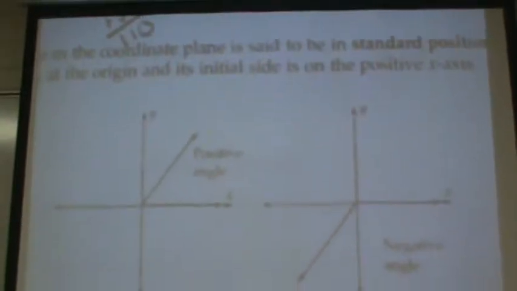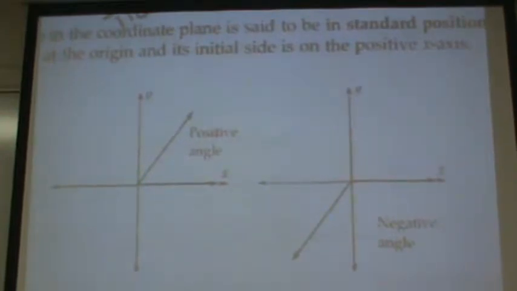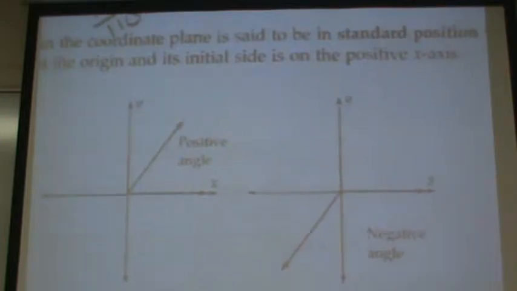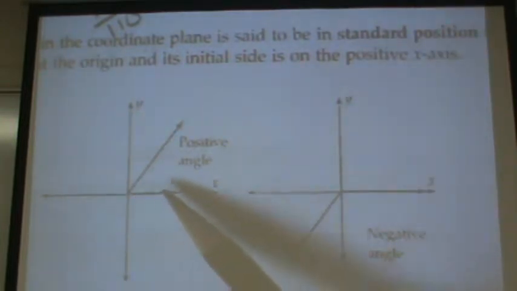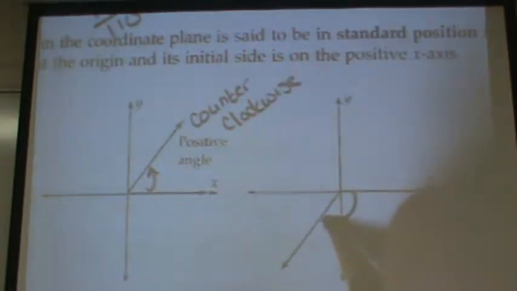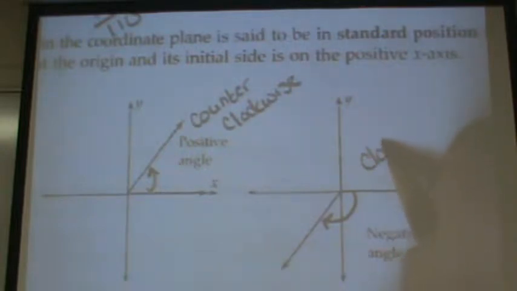Like Nick was asking about whether the initial ray could be anywhere, this is talking about standard position. Standard position is when your initial ray is on the positive x-axis in the coordinate plane. Again, positive angles go counterclockwise, and negative angles go clockwise.